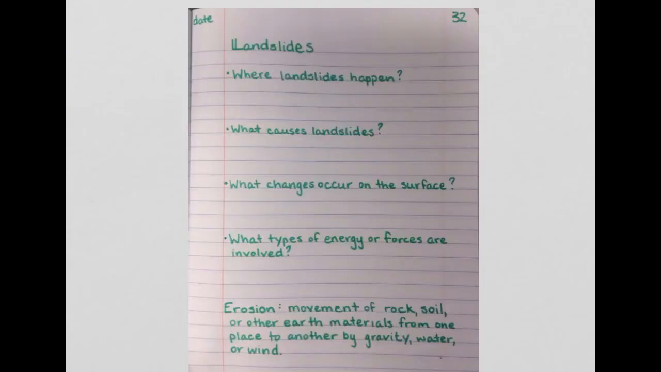So now you're going to go back to this page and answer, where did the landslides happen? What caused the landslides? What changes happened on the surface of the earth? What type of energy or forces were used? And this was all erosion, movement of rock, soil, or other earth materials from one place to another by gravity, water, or wind.